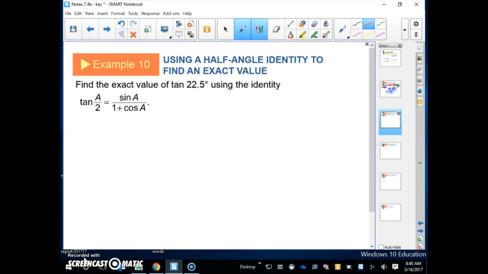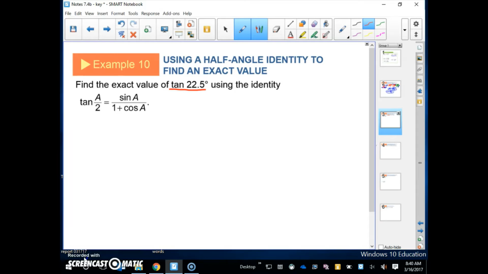Example 10, we're finding the exact value of tangent 22.5. Okay, 22.5 is kind of a weird number. You should notice that. You should pay attention to that. But you should also notice that, oh yeah, that's half of 45. Okay, I know 22.5 is weird, but it's half of 45. And so that's why we're using a half angle identity.